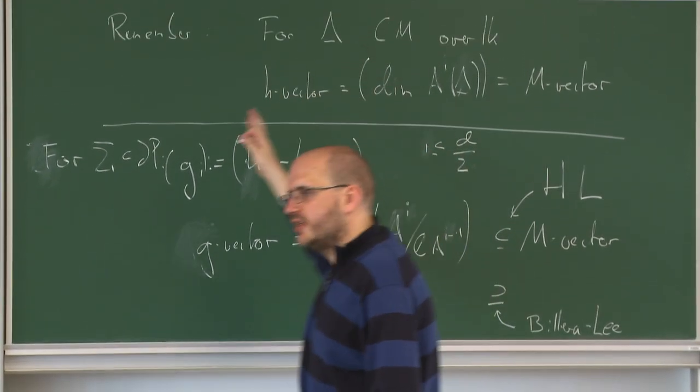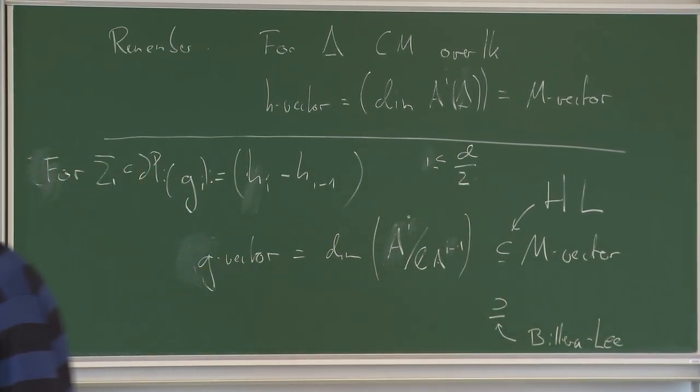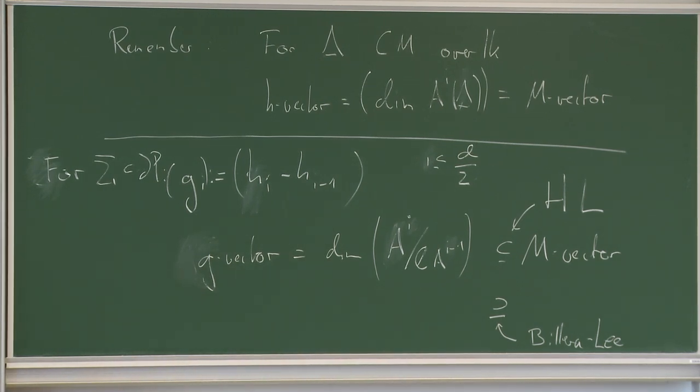Cohen-Macaulay is too weak, right? It doesn't have Poincaré duality. Yes, exactly. We will see that this works essentially whenever this face ring is Gorenstein.